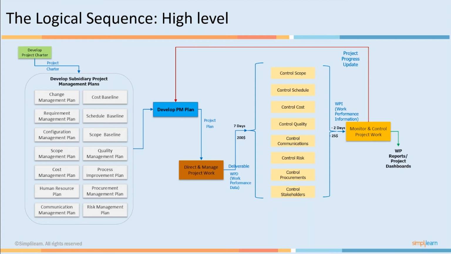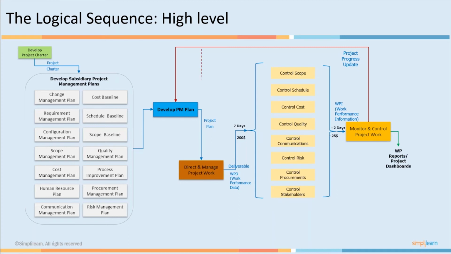So work performance data said you took 7 days to deliver this. Work performance information said there is a negative variance of 2 days. And work performance reports are going to showcase the impact of these variances on the overall project. Okay, so this is a difference in these 3 key elements here, which are going to be very, very prominent when you take the PMP examination. So understanding the difference is very crucial.